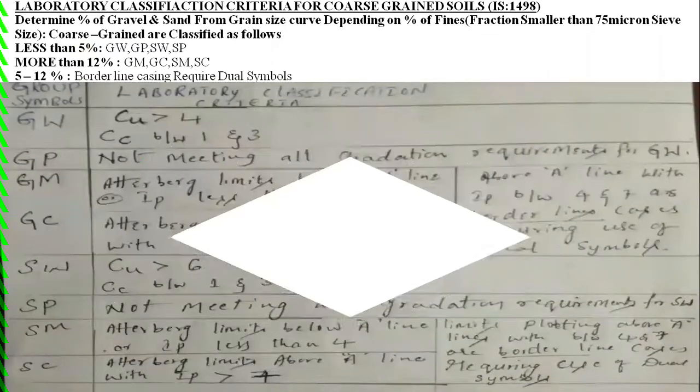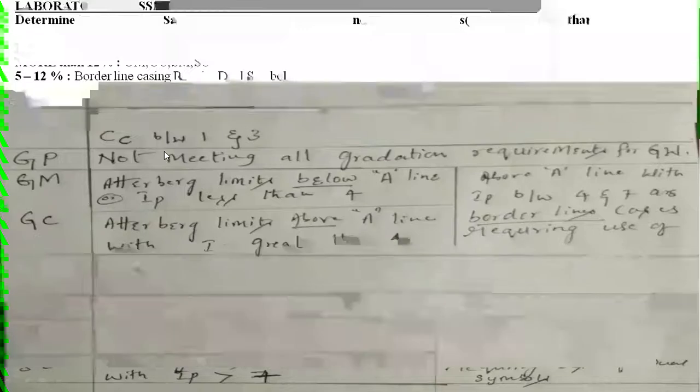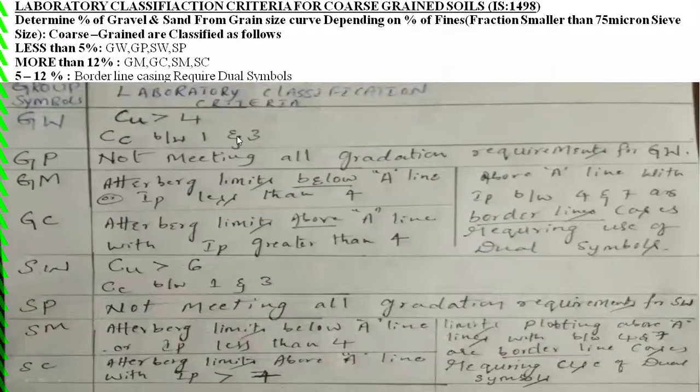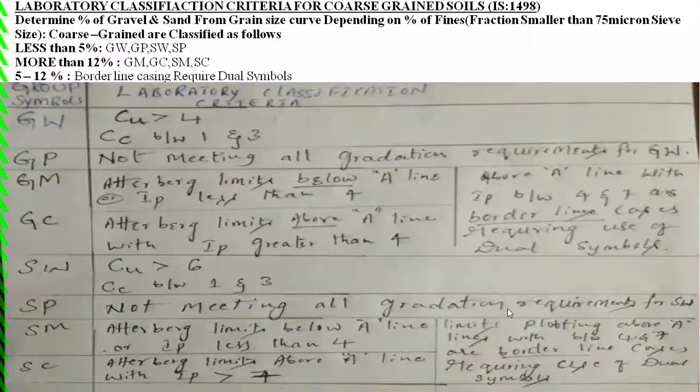For that, I have tabulated a tabular column. You can observe over here: laboratory classification criteria is given by this tabular column. You can note down. In our case, the percentage of fines is less than 5%, so the classification will be GW, GP, SW, SP. In our case, Cu is 2.82 and Cc is 1.18, which is not meeting all gradation requirements for SW. So our soil is poorly graded.